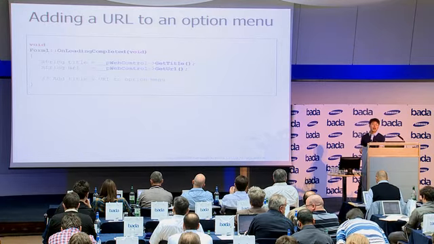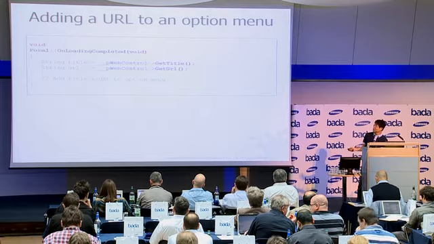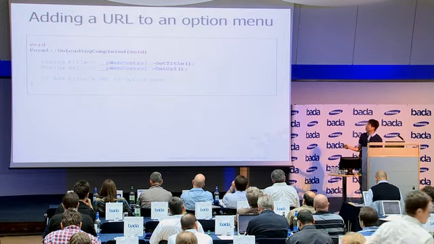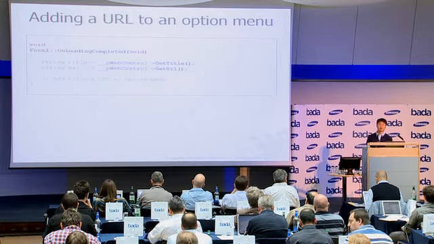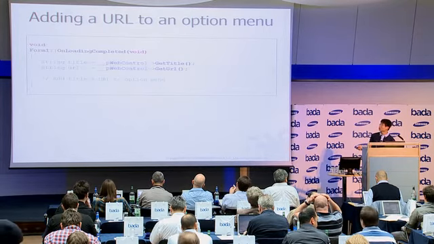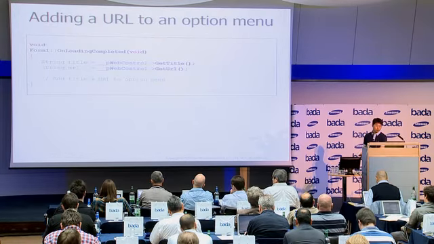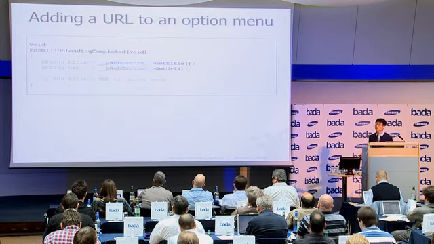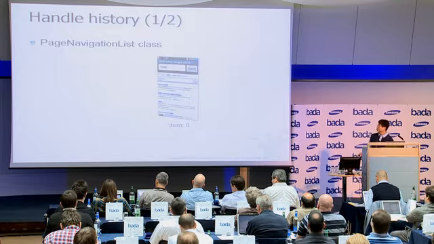To provide history, I should know the URL and the title. The title will appear in the option key, and the URL will be used to move to that page. So I can get the title and the URL with this method. Then, knowing the URL and the title, I can add the history to the option menu. But there is a better way to provide the history, so I want to explain it. There is the PageNavigationList class, and it can handle history.